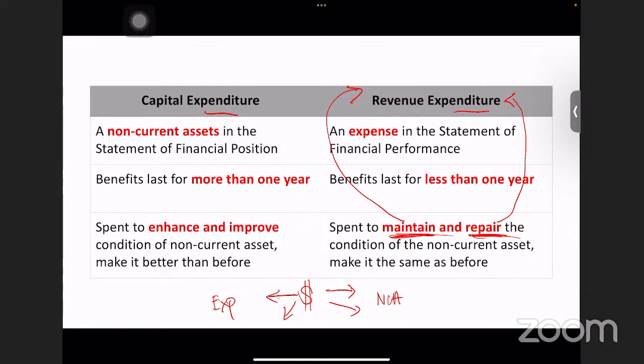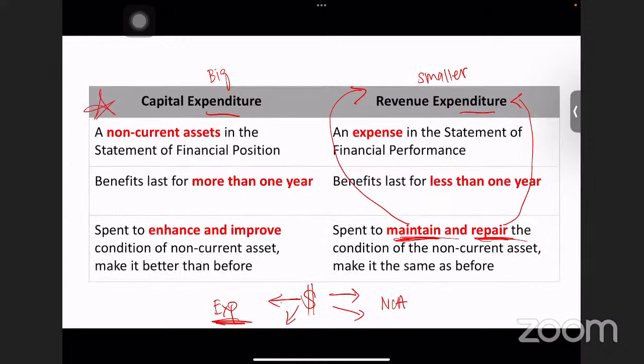But if I pass something as an expense, it will just be in my statement of financial performance and I'll just forget about it. Normally for a small amount, which means it's immaterial, I will call it a revenue expenditure, which is an expense. So I don't need to do depreciation or any audit checks. Generally, capital is for big amounts and revenue is for smaller amounts. As for how we determine what is big or small, we are not going to learn that in this syllabus. So basically that's it for capital expenditure.